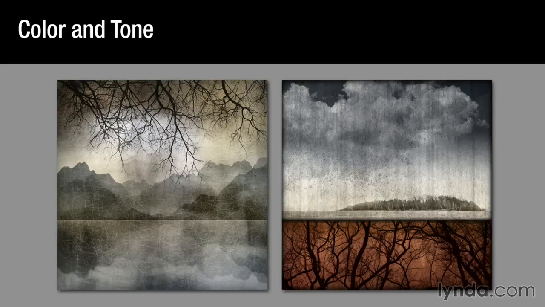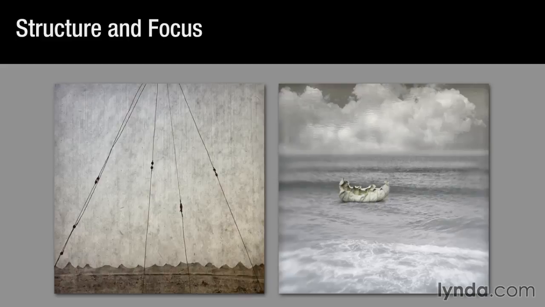In the image on the right, the warm colors used to represent the glowing fire under the earth contrast with the cool colors of the rain and the clouds in the sky. These different colors also help to differentiate the primary and secondary subjects, as well as add depth to the image by pulling the foreground forward with the warm colors and letting the background recede with the cool colors. Structure and focus also play an important role in making composites believable.